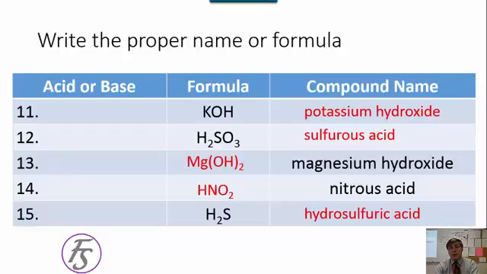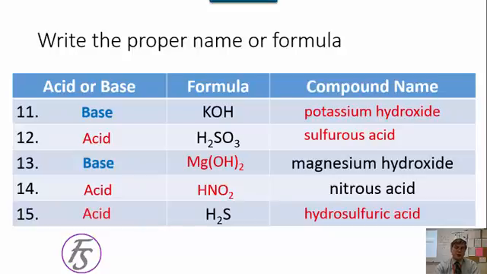Now let's go down and just figure out which ones of these are acids or bases. Well, clearly all the ones with the name acid are acids, but let's do it more systematically. First, we'll look at KOH. It ends in OH, so it's a base. H2SO3, sulfurous acid, starts with an H, so it's an acid. Mg(OH)2 ends with a hydroxide, so it's a base. HNO2 starts with an H, so it's an acid. And H2S starts with an H, so it's also an acid.